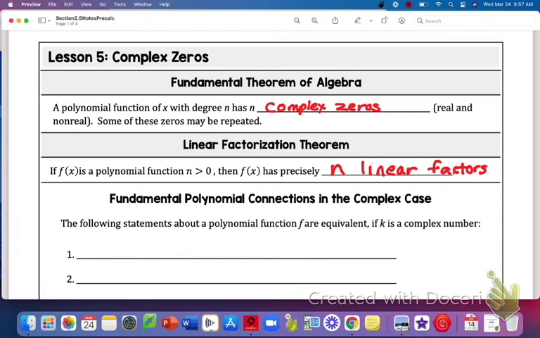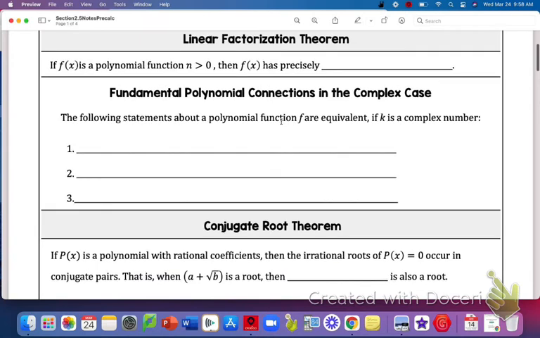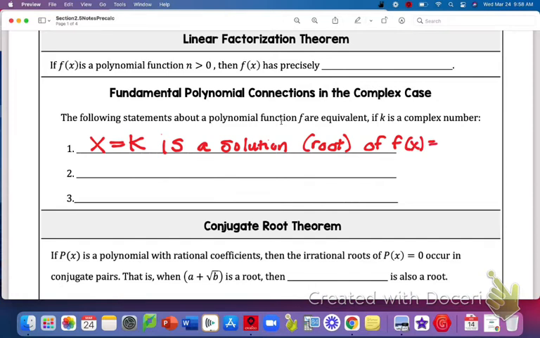Our fundamental polynomial connections, I guess I should scroll this up so I can get all 3, says if f of x is a polynomial, the following statements about a polynomial function f are equivalent if k is a complex number. So x equals k is a solution, or also known as a root, or also known as a zero, of f of x when your output, your range, your y is 0. K is a zero of function f if the above is true.